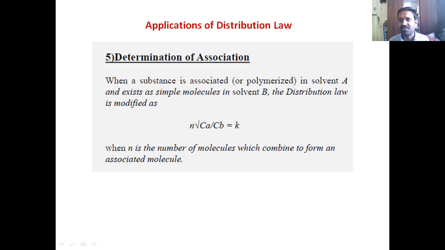This is one of the applications of distribution law, right? Because now I have taken benzoic acid and put it in benzene. I don't know whether it is dimerized or trimerized. How to find it out? If your calculation gives a perfect, matching fit for n is equal to 2, then it has dimerized. If your calculation gives constant k for n is equal to 3, then it has trimerized. For 4, it has given an oligomer of 4 molecules.